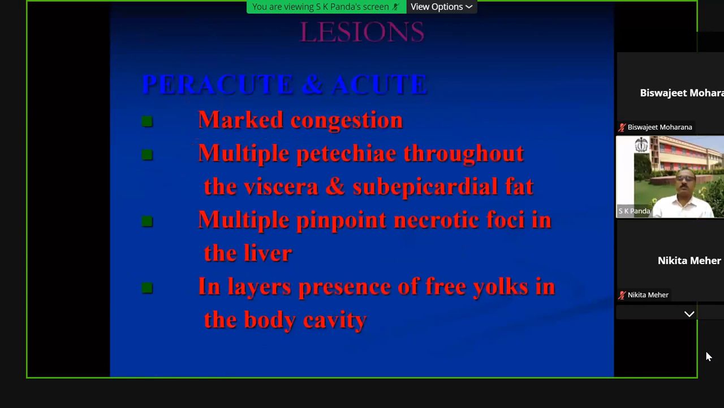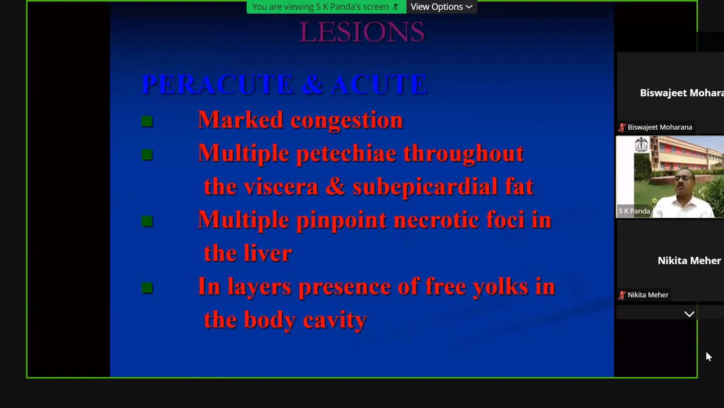So where will you find the lesions? Since it is septicemic in nature, please remember, a septicemic characteristic is mostly generalized congestion and petechial hemorrhages throughout the viscera, subepicardial fat, and multiple necrotic foci in the liver. So all these are very, very septicemic characters. Multiple organ hemorrhages, necrotic foci and necrotic patches in the liver, and generalized congestion in almost all the organs are very important characteristics of septicemia, which you will find also in peracute and acute forms.